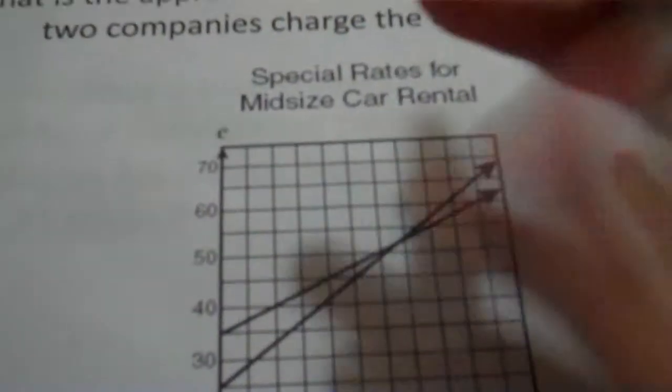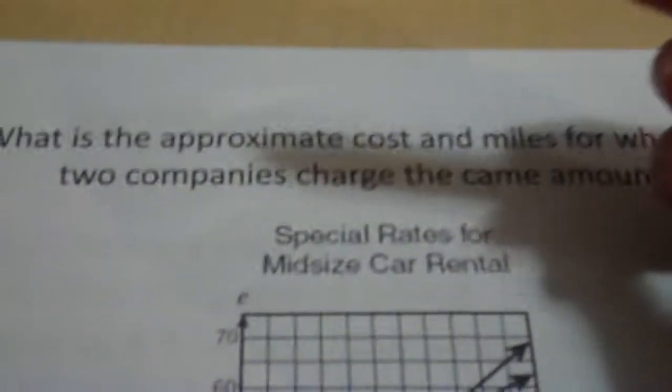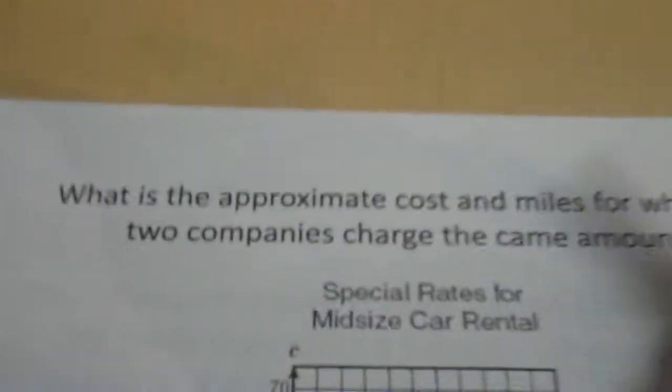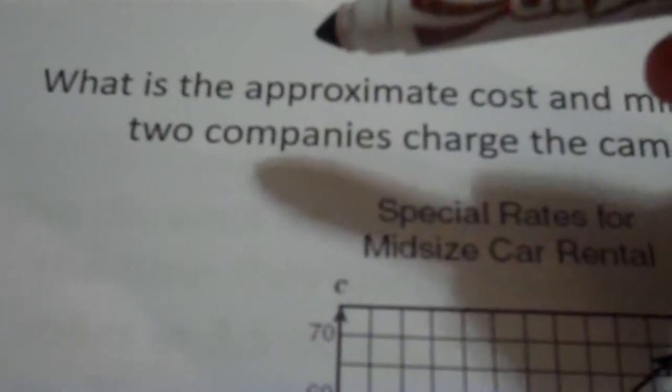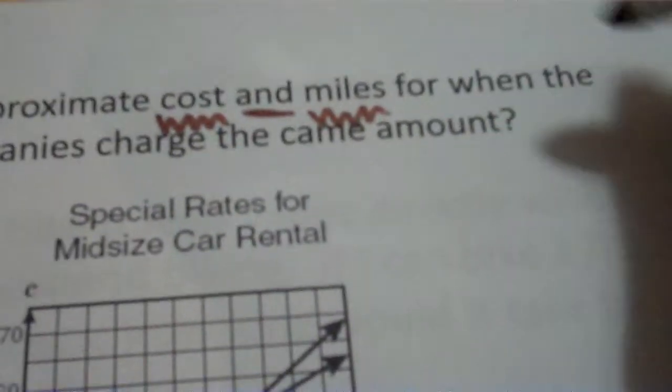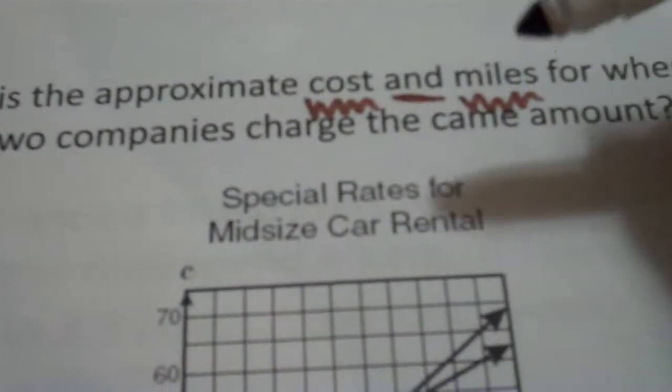You're not going to be able to draw this graph perfectly, but I want you to notice a couple of things. First of all, we have a graph and there are 2 lines on it and those 2 lines intersect, okay? I'm not asking you to draw this, but you are going to see this on your test. The question says, what is the approximate cost and miles for when the 2 companies charge the same amount?